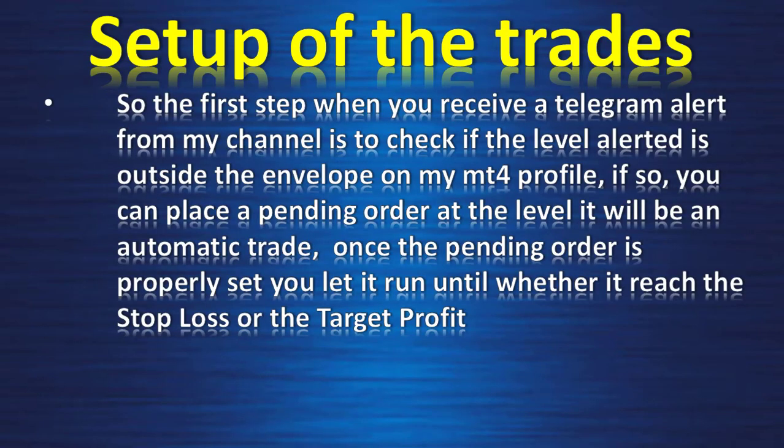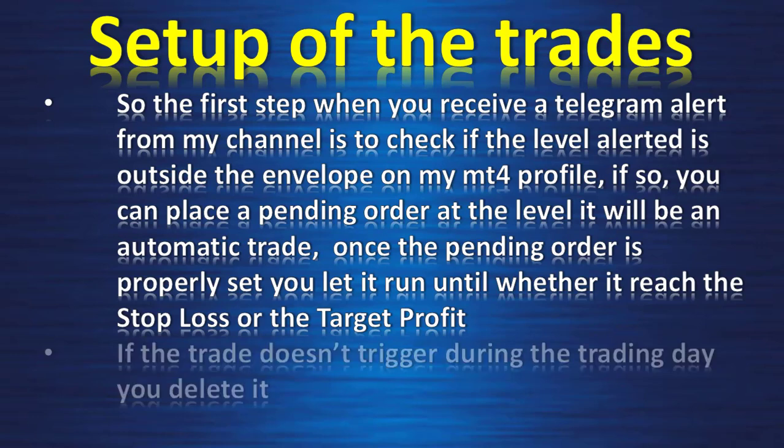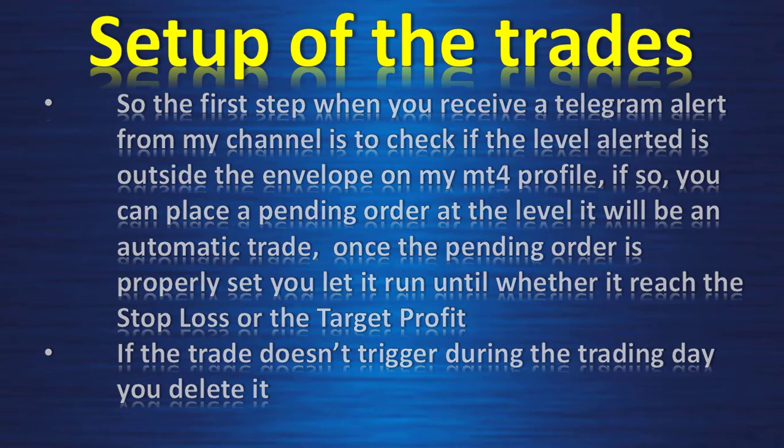So the first step when you receive a Telegram alert from my channel is to check if the level alerted is outside the envelope on my MetaTrader 4 profile. If so, you can place a pending order at the level. It will be an automatic trade. Once the pending order is properly set, you let it run until it reaches either the stop loss or the target profit. If the trade doesn't trigger during the trading day, you delete it the next day.